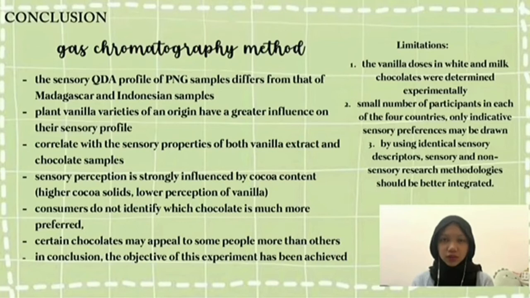There are three limitations in the current research. To begin with, the vanilla doses in white and milk chocolates were determined experimentally. Future research should look into how adjusting the vanilla concentration in chocolate affects flavor perception. Next, because of the small number of participants in each of the 4 countries, only an indicative sensory preference may be drawn. In future studies, it is suggested that the sample size be increased.